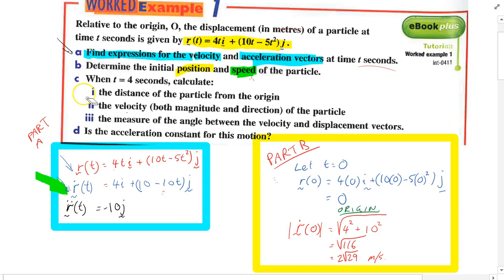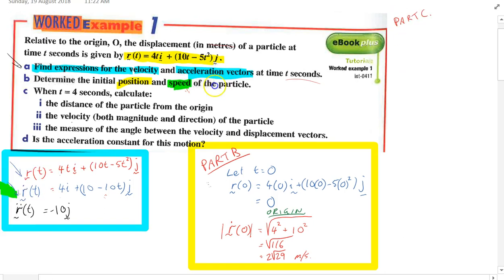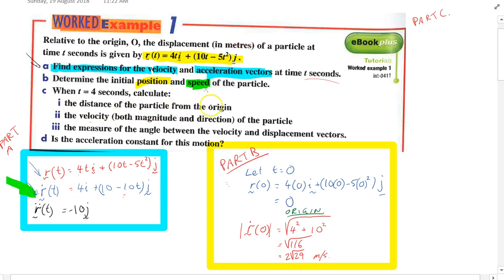So just be careful when you're finding the speed of a particle: it's the magnitude of your velocity vector. All right, next up, when t equals 4 seconds, calculate the distance of the particle from the origin. Okay, so part C. Our particle is somewhere, some distance from the origin. This is different to finding the position. If we wanted the position, we'd just sub 4 back into our equation here. But we want the distance, so it's essentially another magnitude question.